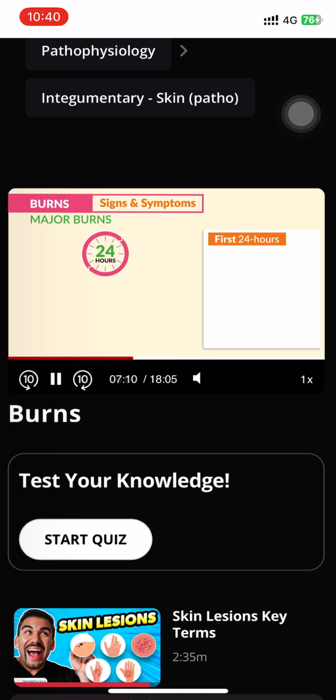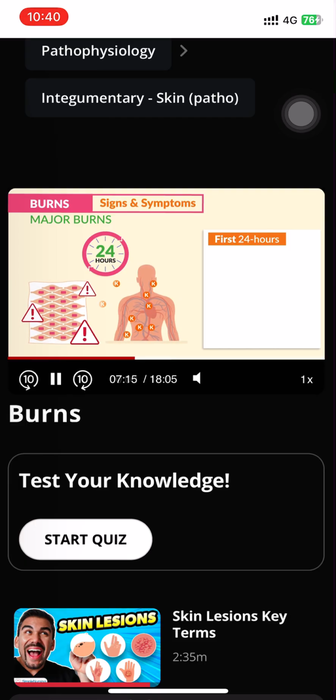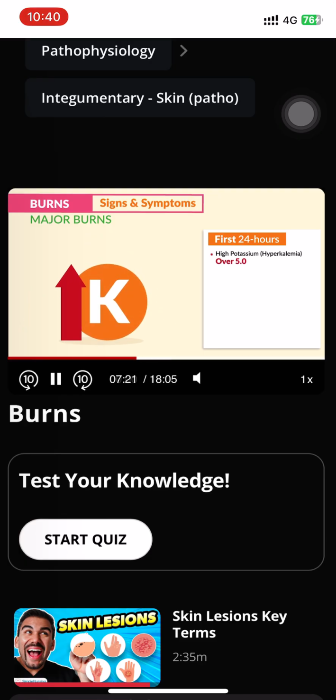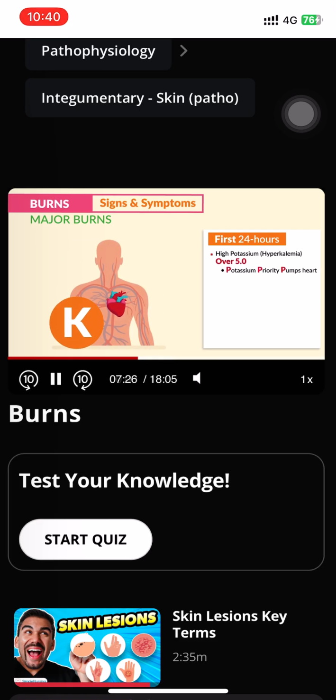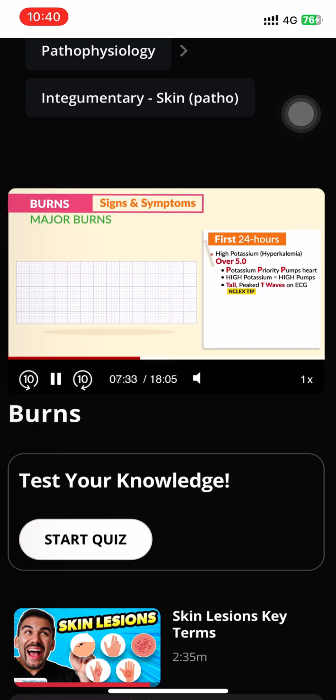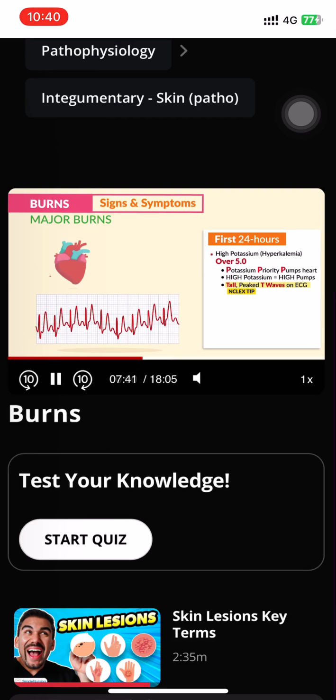The key point is that in the first 24 hours, as cells burst and cellular damage occurs, the cells release potassium into the bloodstream, causing high potassium, that hyperkalemia over 5.0. So just think, potassium is priority since it pumps the heart muscles. So with high potassium, we have high pumps of the heart, leading to key terms, tall peaked T waves on the ECG monitor. Huge NCLEX tip and a big priority, because this could lead to deadly cardiac dysrhythmias, making potassium always the number one priority.